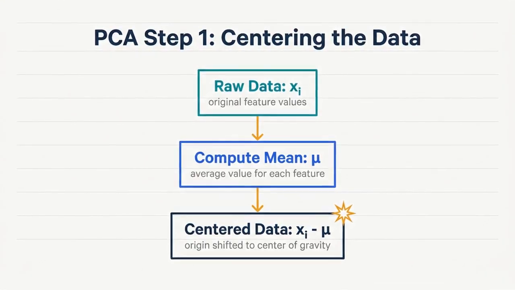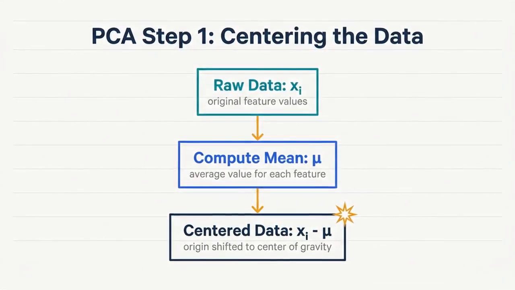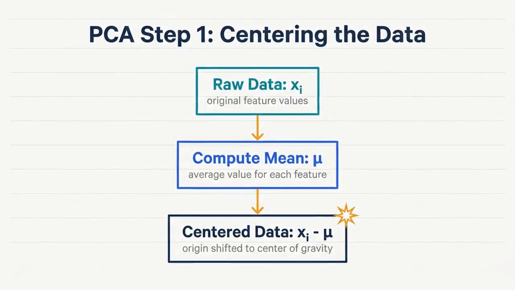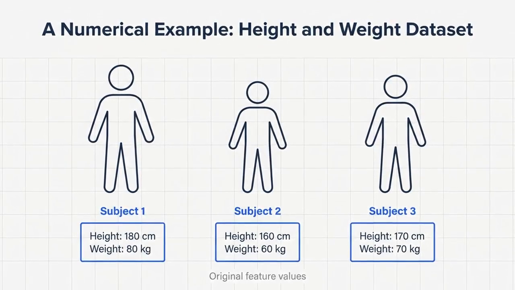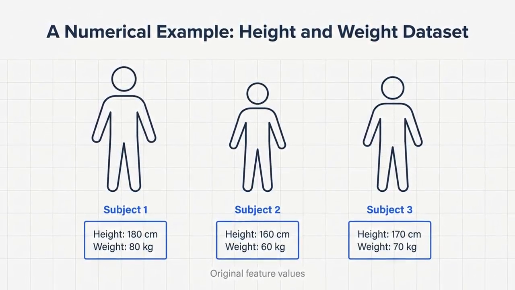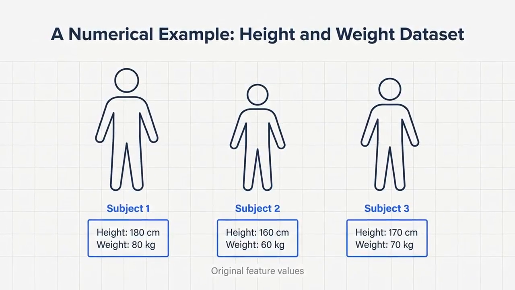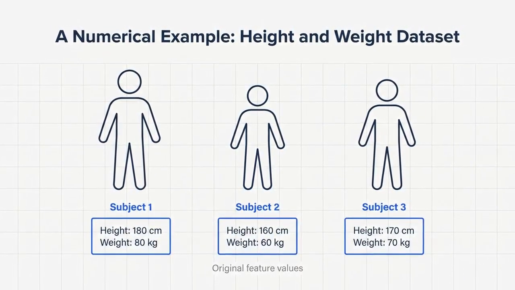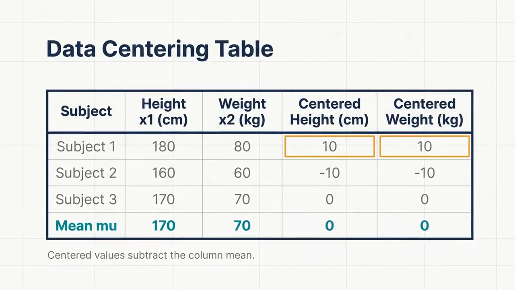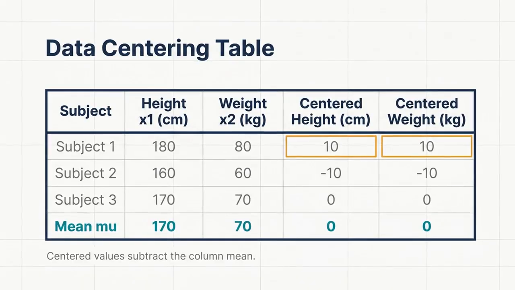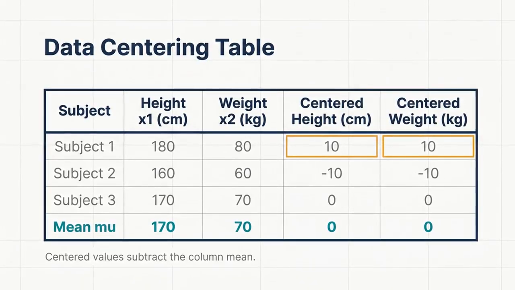Before we project our data points, we must calculate the average value for each feature and subtract it from every single data point. Let's look at a concrete numerical example. Suppose we have a tiny dataset of 3 individuals, measuring their height in centimeters and their weight in kilograms. Subject 1 has a height of 180 centimeters, a weight of 80 kilograms, a centered height of 10 centimeters, and a centered weight of 10 kilograms.